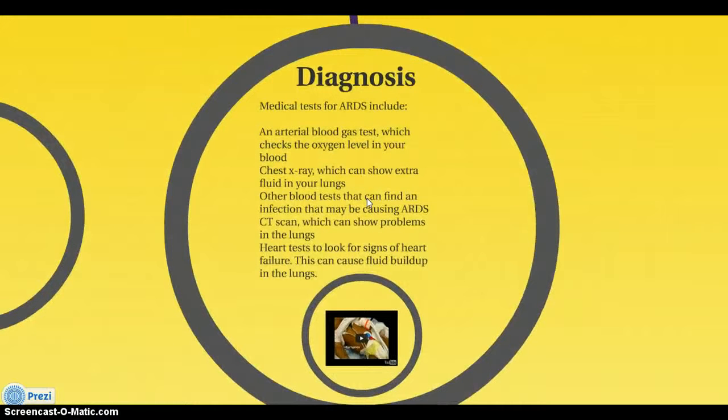Diagnosis. Medical tests for ARDS include an arterial blood gas test, which checks the oxygen level in your blood, chest X-ray, which can show extra fluid in your lungs, other blood tests that can find an infection that may be causing ARDS, CT scan, which can show problems in the lungs, and a heart test to look for signs of heart failure. This can cause fluid build-up in the lungs.